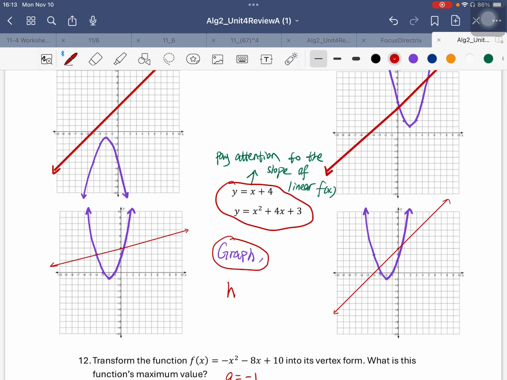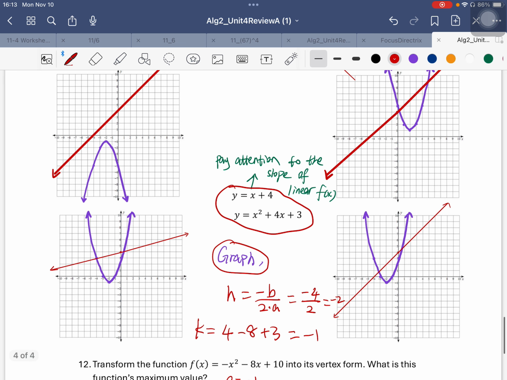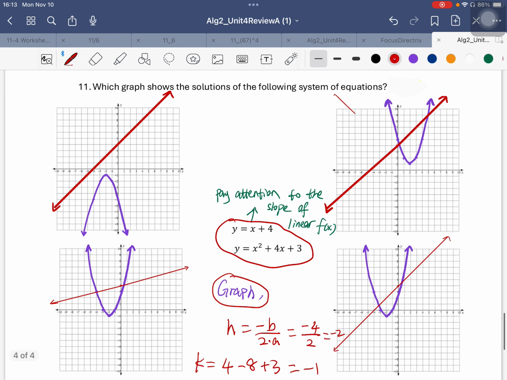H and k will give you the vertex. To find the h, it's negative b over 2 times a. b is 4, so negative 4 over 2 is negative 2. That's the h. And you plug in, replace all the x with negative 2 to find the k. So it will be 4 minus 8 plus 3. k is equal to negative 1. For anyone whose k is not negative 1, k is negative 1. We can cancel out B. B is not correct.